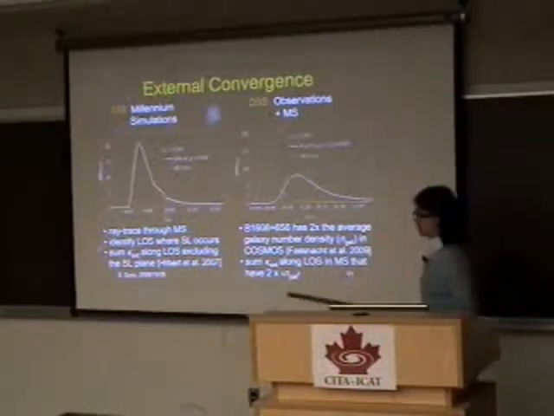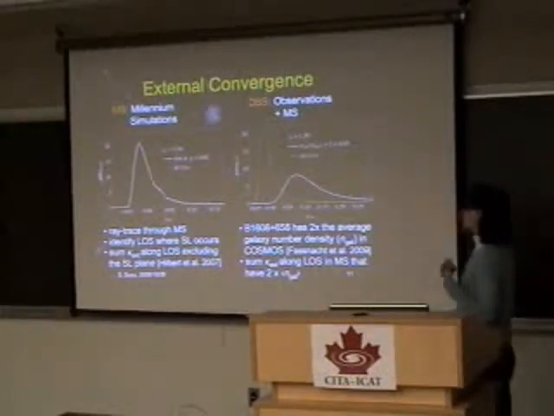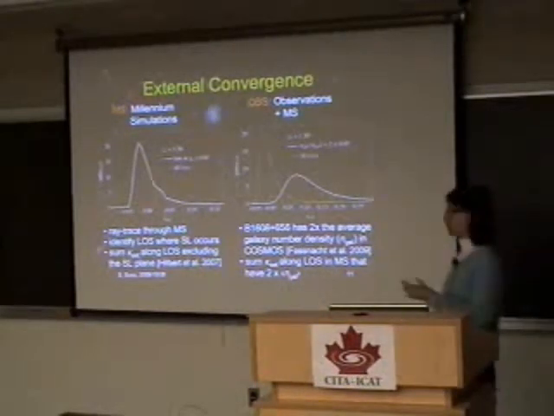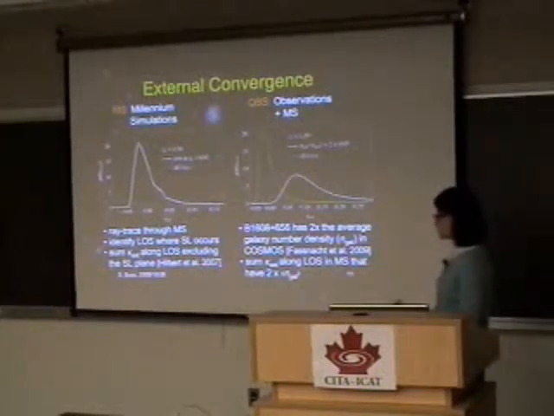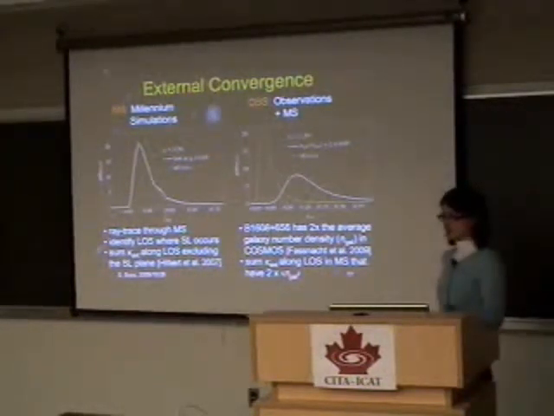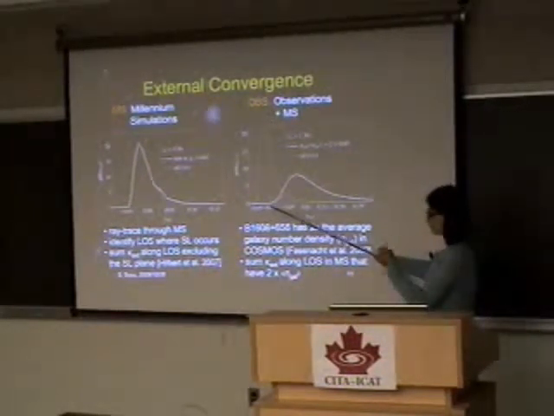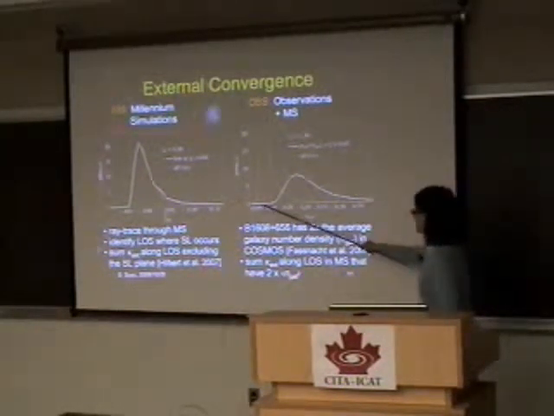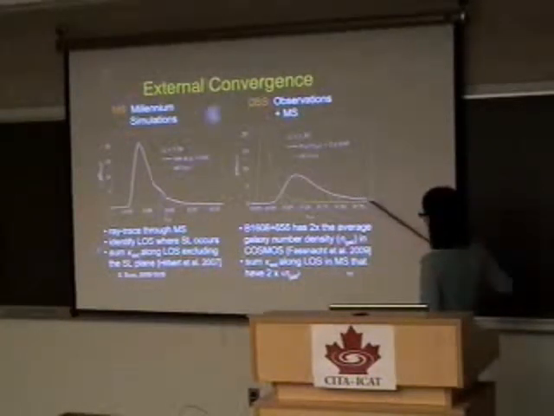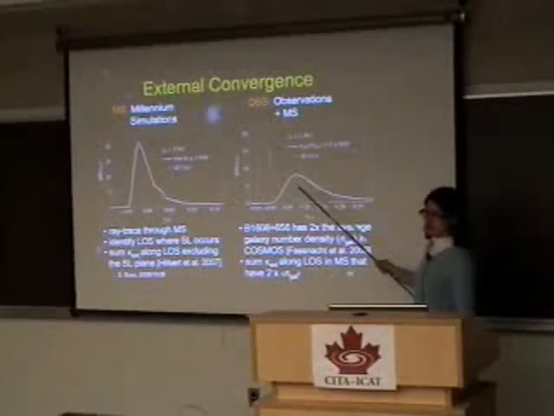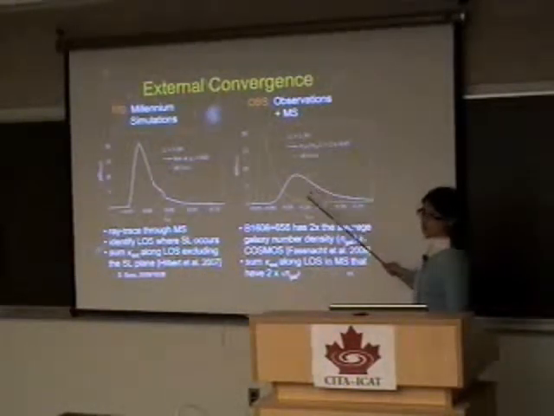So now we use this information from observation. We again went into the simulation and identified lines of sight where the galaxy number count is twice that of the mean galaxy number count. From those lines of sight, we get the distribution shown in white. This is now our most informative distribution of the external convergence.